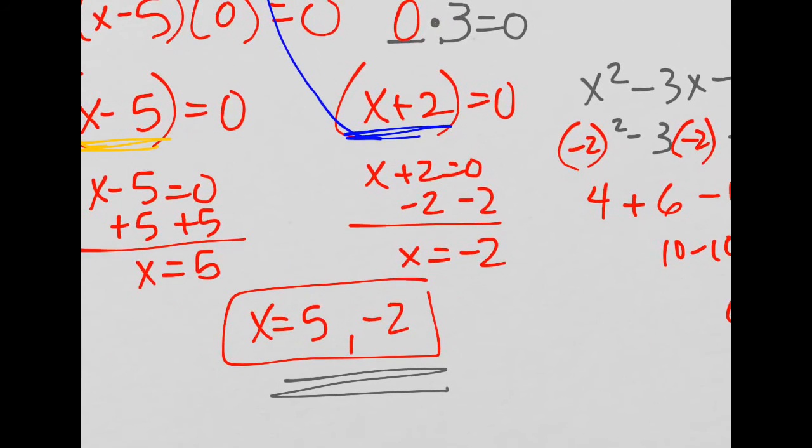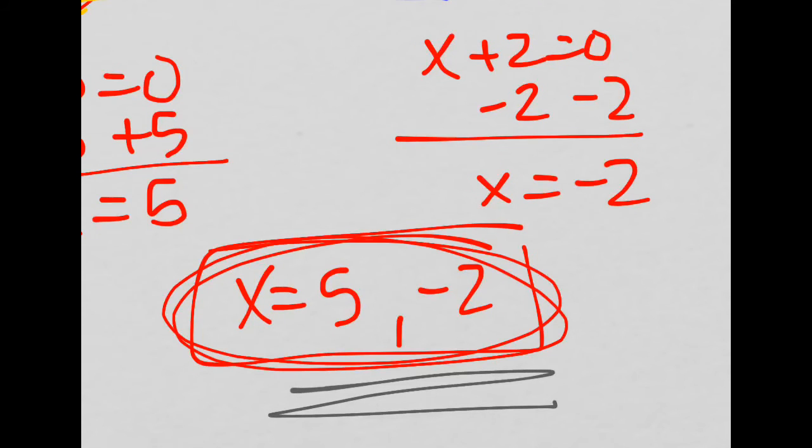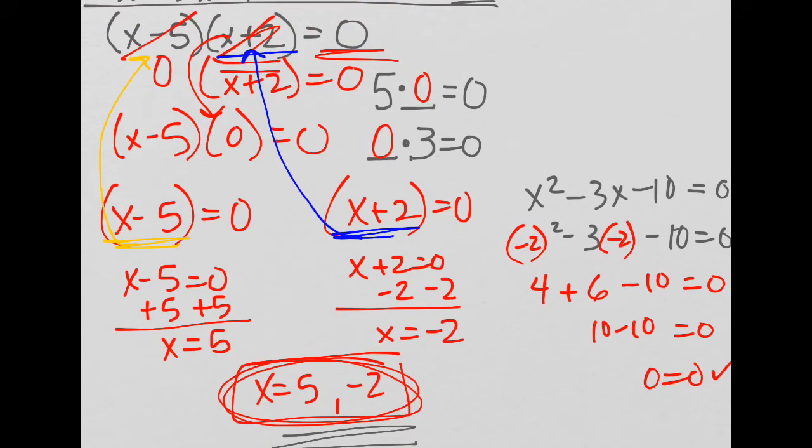So here are my two solutions, and you have just solved a quadratic by factoring. Once you factor it, we just set both of those parentheses separately equal to 0, just like we did here. We took one of them, set it equal to 0, took the other one, set it equal to 0, and it gives you your two answers. Okay, so let's try another one here.